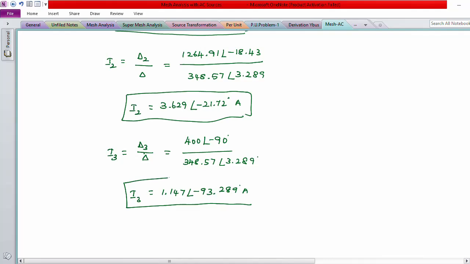So this is the way we are using mesh analysis for AC circuits also.